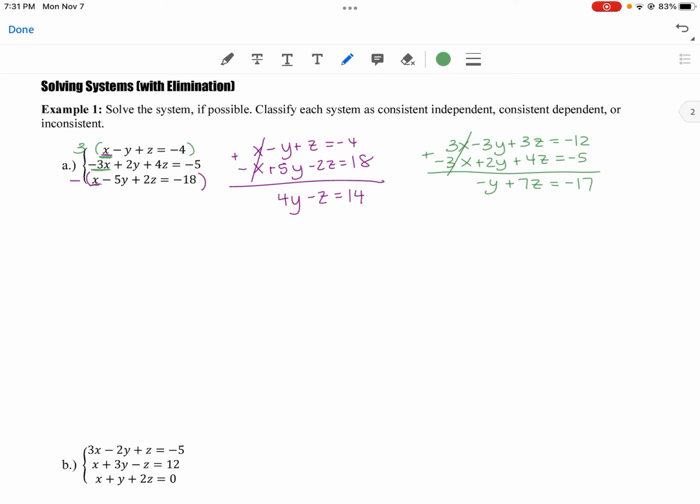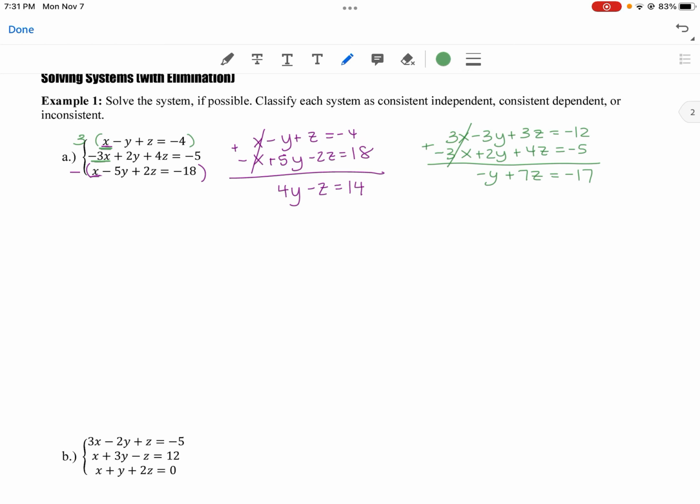So I now have a 3x3 system here. Sorry, 2x2 system. These simplify down to 2. So I have 4y minus z equals 14, and I've got negative y plus 7z equals negative 17. So we want to think about solving that system.